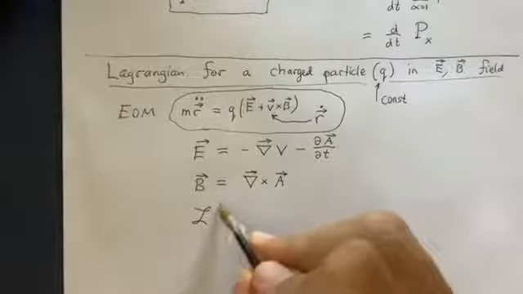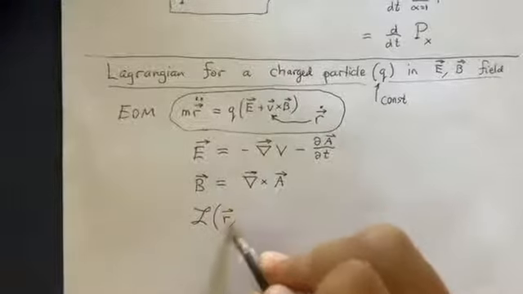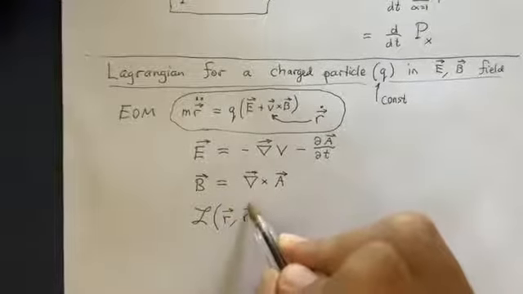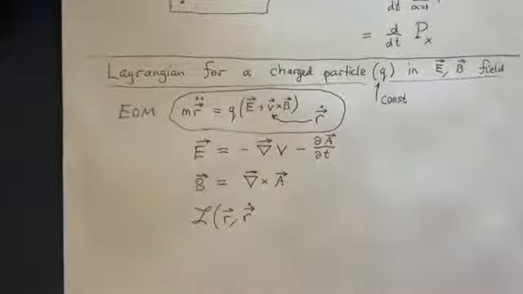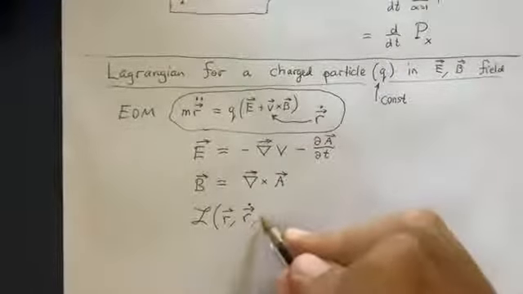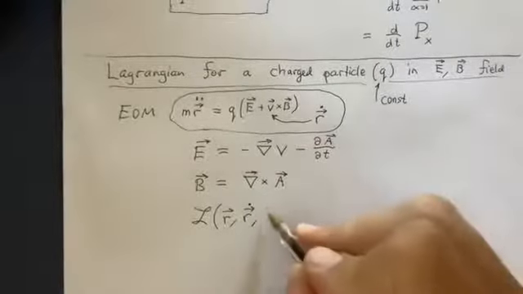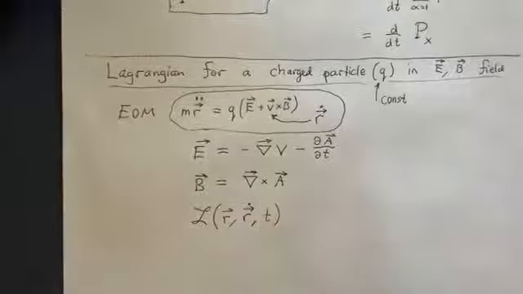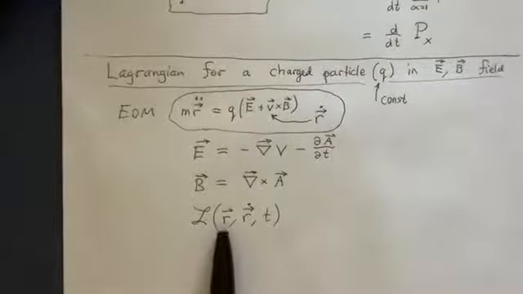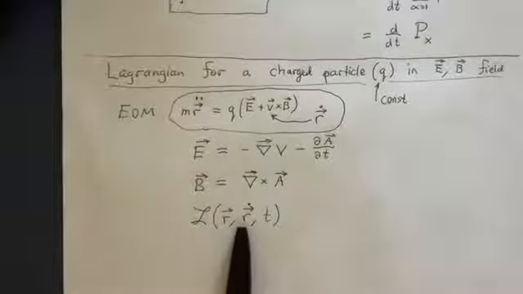The Lagrangian is a function of seven variables. Count them: 1, 2, 3, 4, 5, 6, 7. Again, we're using x, y, and z as our generalized coordinates, so there are three variables. Here, x dot, y dot, z dot. That's three more, and then we got time.